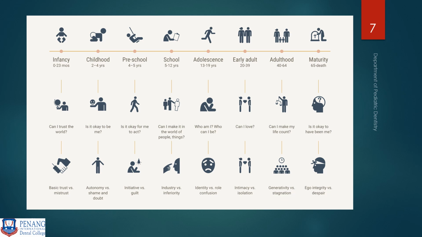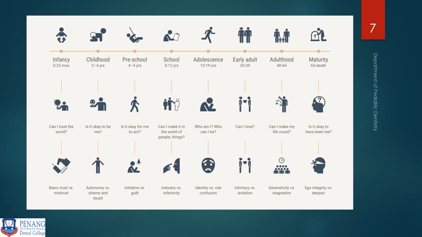And if you successfully progress, go ahead further, you come to your stage of school, and the question the individual asks is, can I make it in the world of people or things? So here the crisis is between being industrious and being inferior. After that, we have the stage of adolescence, and the individual asks, who am I? Who can I be? And this leads to the crisis of identity versus role confusion.